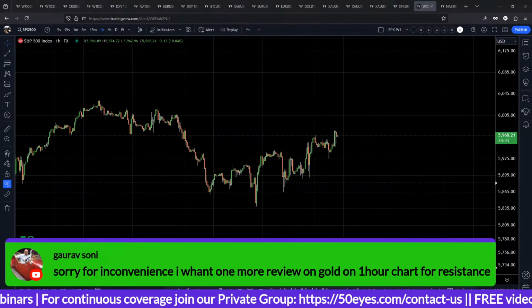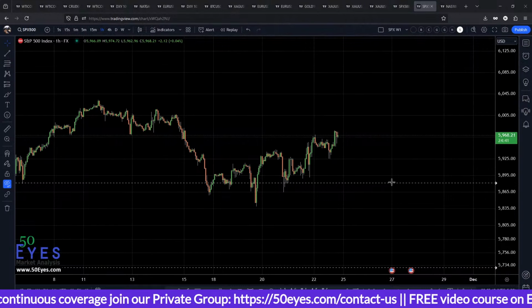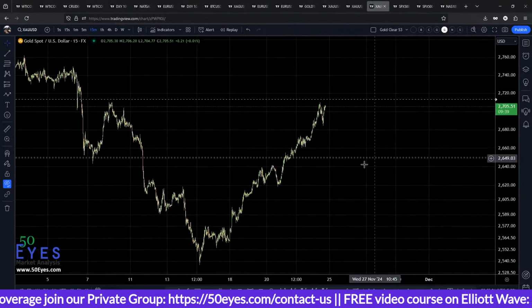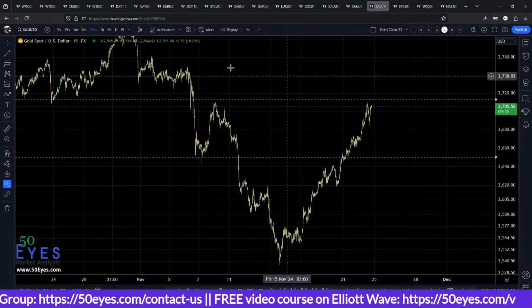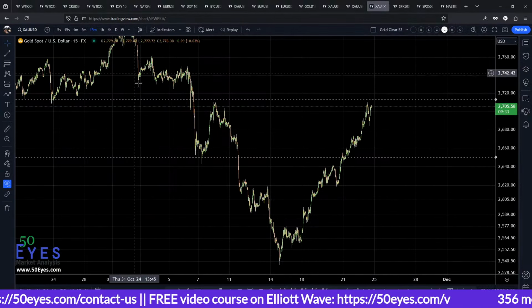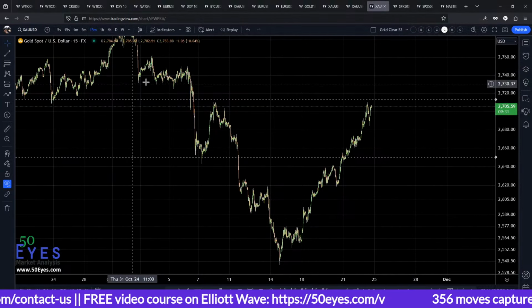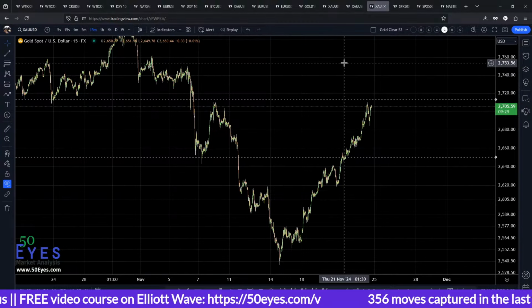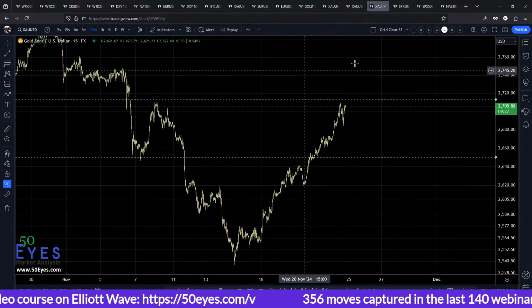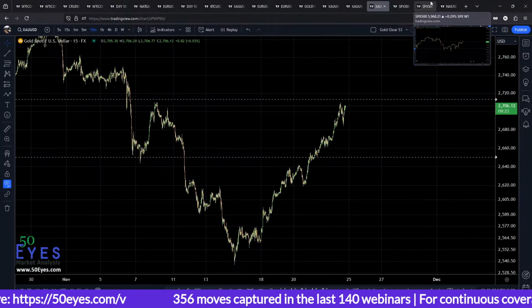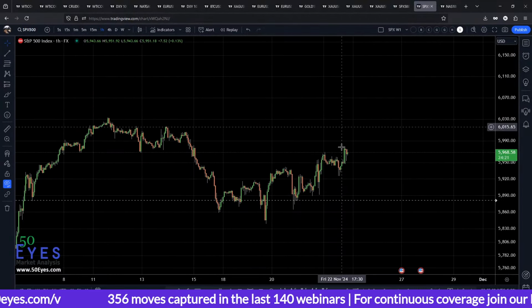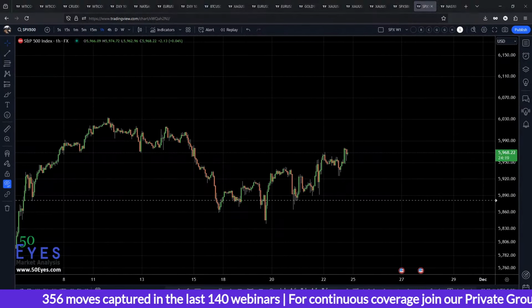Okay, the question is regarding gold. We did discuss the gold resistances, Gaurav. I recall this zone is what we are taking as the resistance. Just go back in time and you will find a detailed outlook. I've just pointed it out in case you don't want to look at it. You can just navigate it on your own chart. I hope this clarifies your doubt.